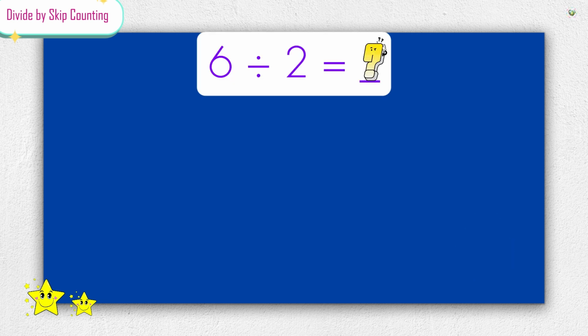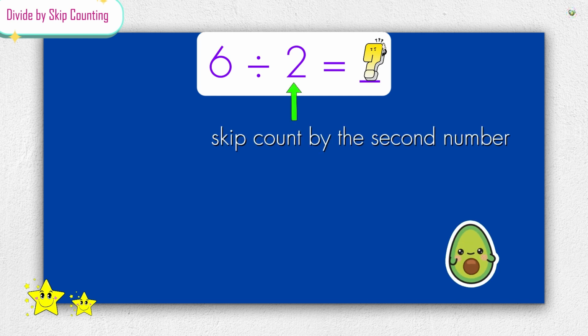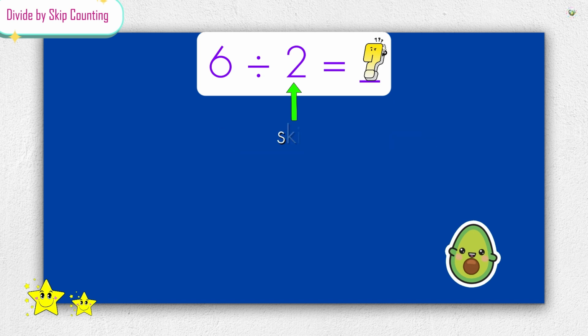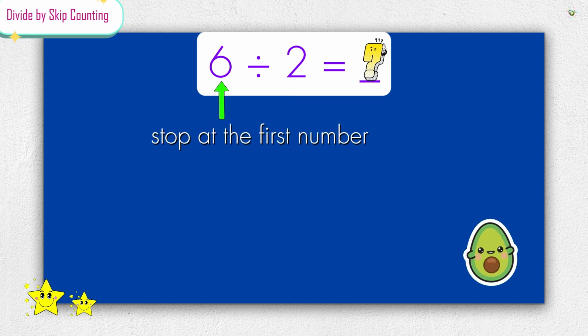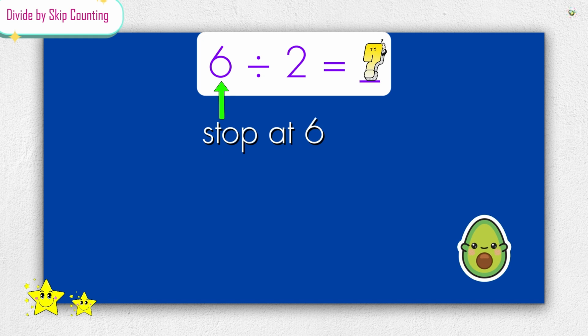Yes, please. Let's do 6 divided by 2. What's the first step? Skip count by the second number. So, I'll skip count by 2. Perfect. And where do we stop? We stop at the first number. So, it's 6. Go for it.